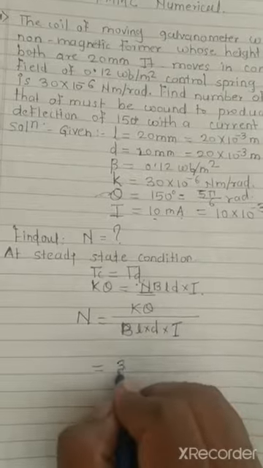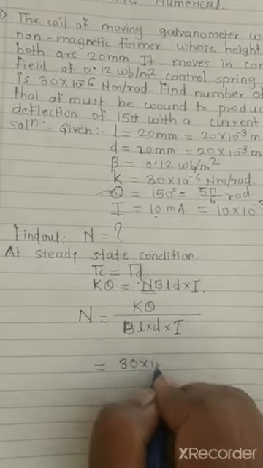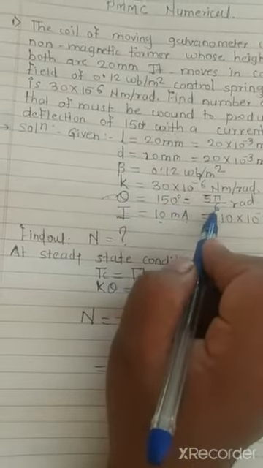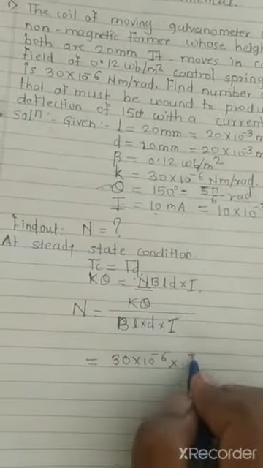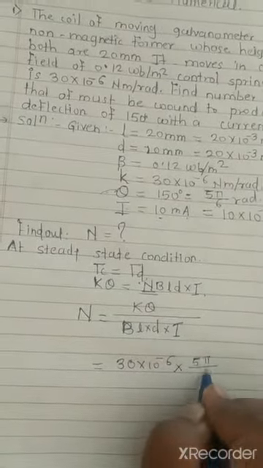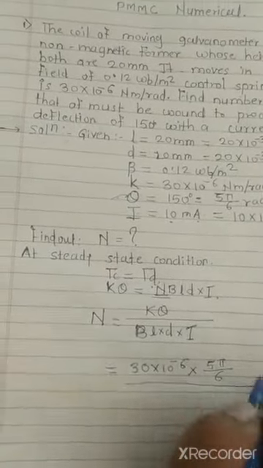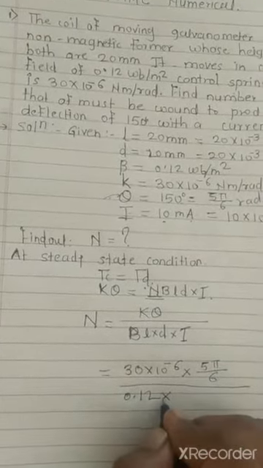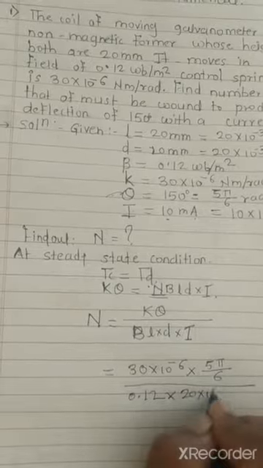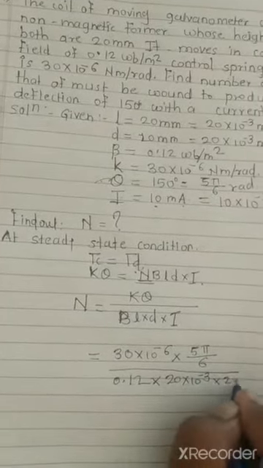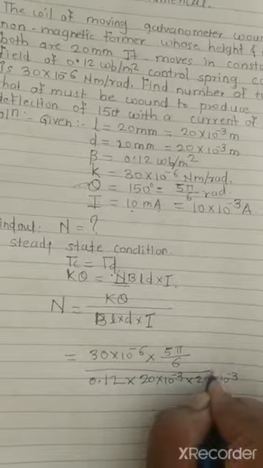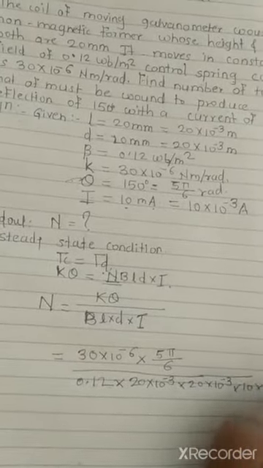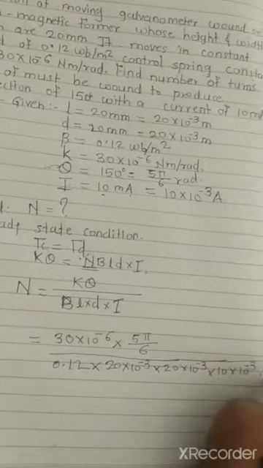Put all values. K is the spring constant and given by 30 into 10 raised to power minus 6. Then theta is 150 degrees and converted into radian, you will get 5 pi by 6, upon the value of B, that is flux, 0.12, into length 20 into 10 raised to power minus 3. Width is also 20 into 10 raised to power minus 3. Into I, which is 10 into 10 raised to power minus 3 ampere. Okay.